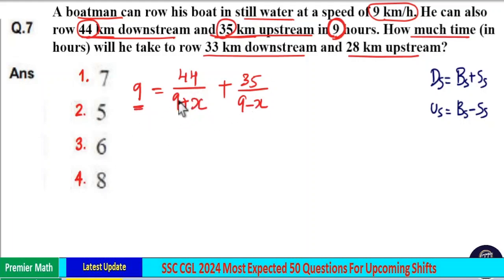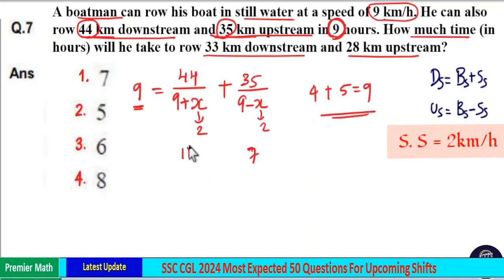Now if I take x as 2 km per hour, you can see 9 plus 2 is 11 and 9 minus 2 is 7. 7 goes 5 times in 35 and 11 goes 4 times in 44. So 4 plus 5 is 9. So the equation satisfies, which means speed of stream here is equal to 2 km per hour.